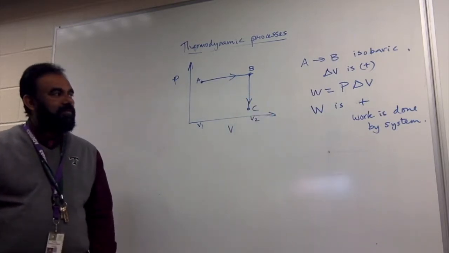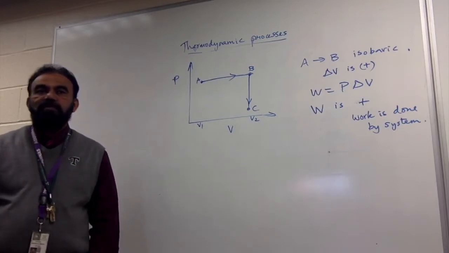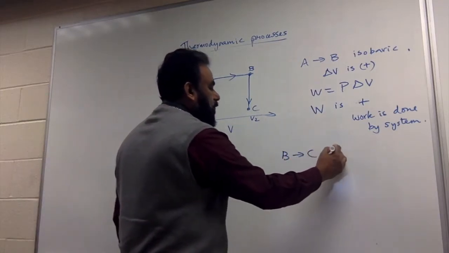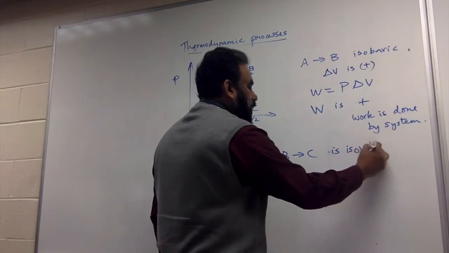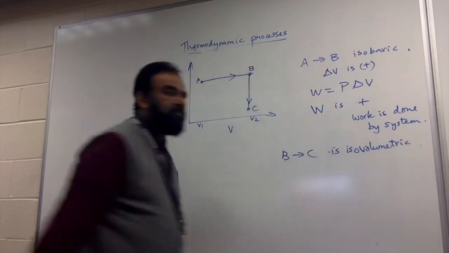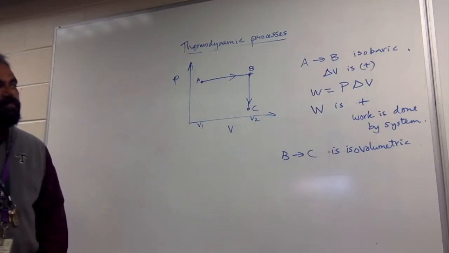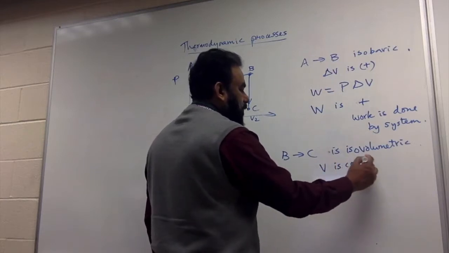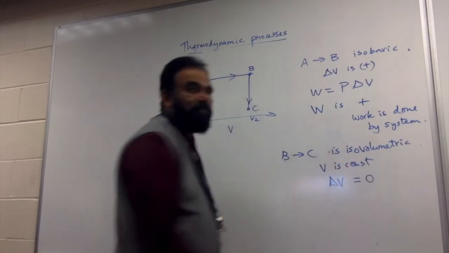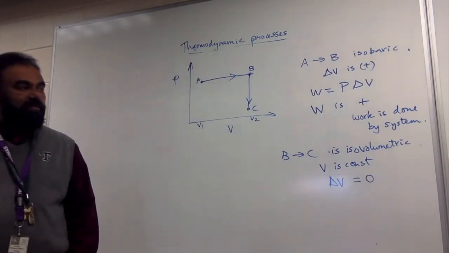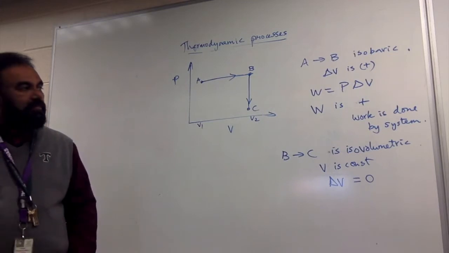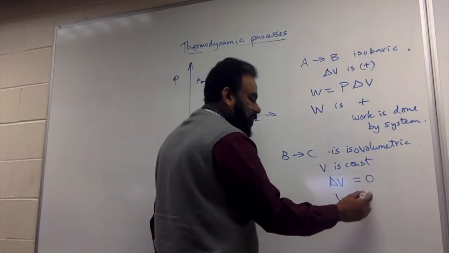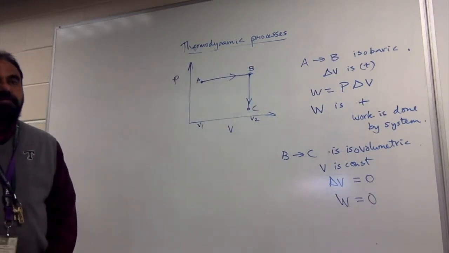What is that process? Isochoric or isovolumetric? B to C. B to C is isovolumetric. And I told you, when it is isovolumetric, V is constant and delta V is zero. When V is constant, delta V is zero. And when delta V is zero, W is zero. No work done.